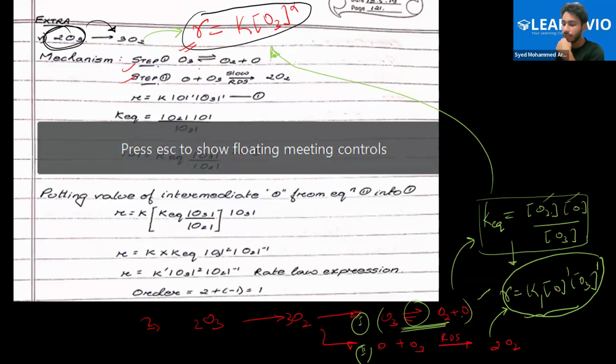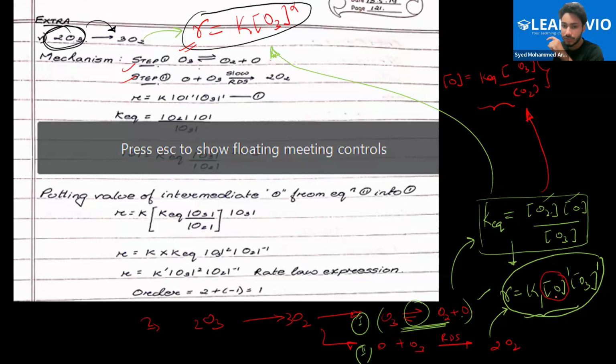What thing I need to do is that I can replace this O. So in order to replace this O, what I need to do is just write like this. So O is equal to K equilibrium multiplied by O3 divided by O2. So you'll get this from here. Are you getting my point? Yeah, understood.